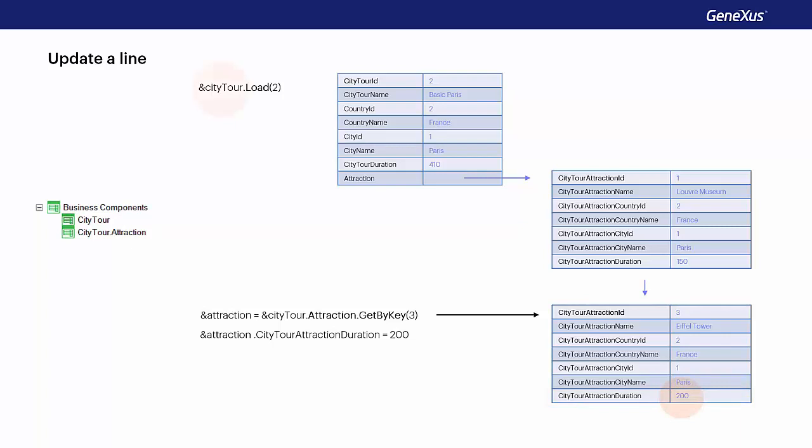This has to be impacted in the database, and for this purpose, we perform the business component update operation. Note that, as a consequence, not only is the record corresponding to that line updated in the database, but the city tour variable is also updated. And the city tour duration element corresponding to a formula in the transaction header that added up the visiting times of the lines is also refreshed in the variable.